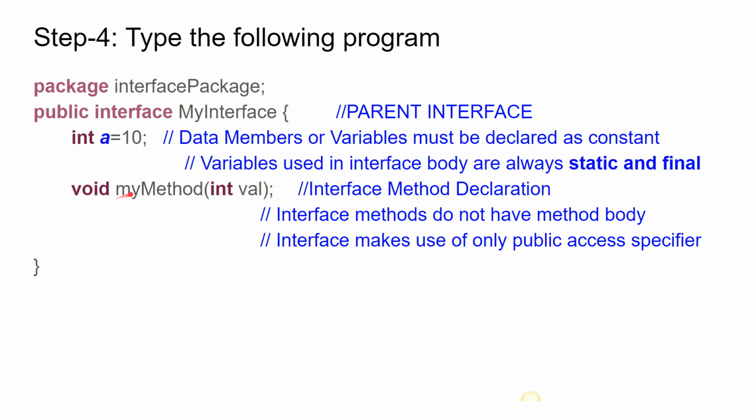And next, methods. Just like in a class you can use methods here, but interface methods do not have any method body. So here we don't have any method body, we are just declaring the method. myMethod is declared as void, and it has an argument val. Interface makes use of public access specifiers. Interface methods do not have method body, correct? We don't have any method body here.